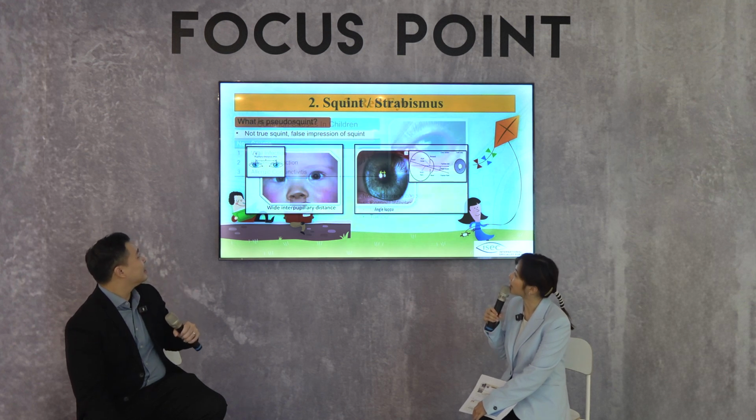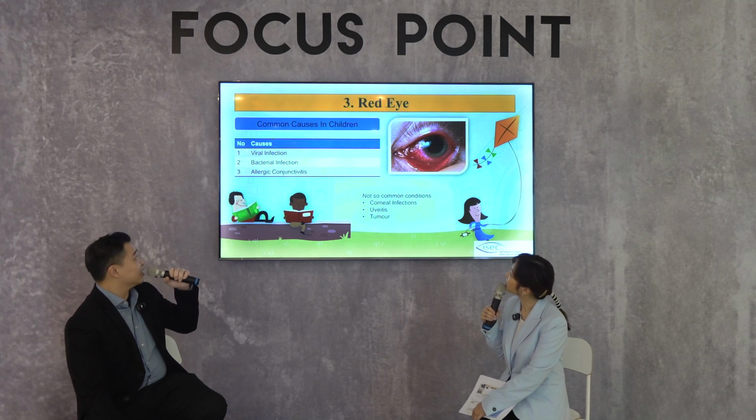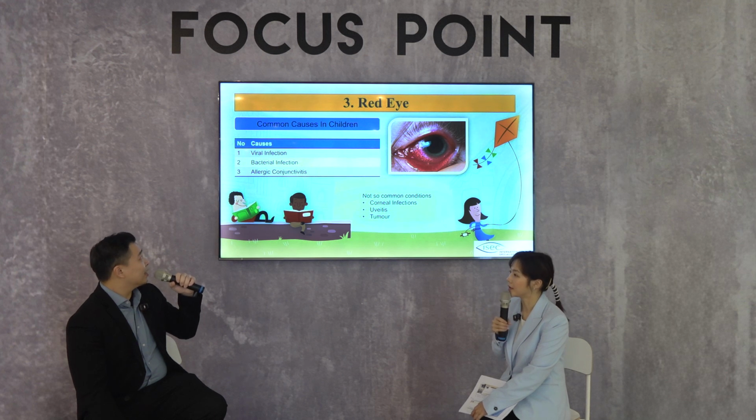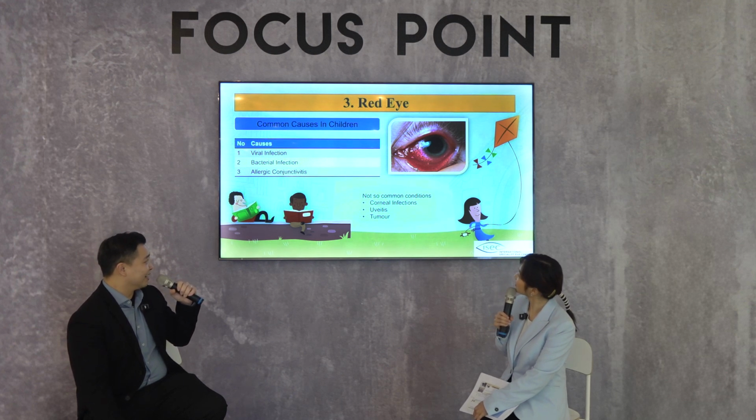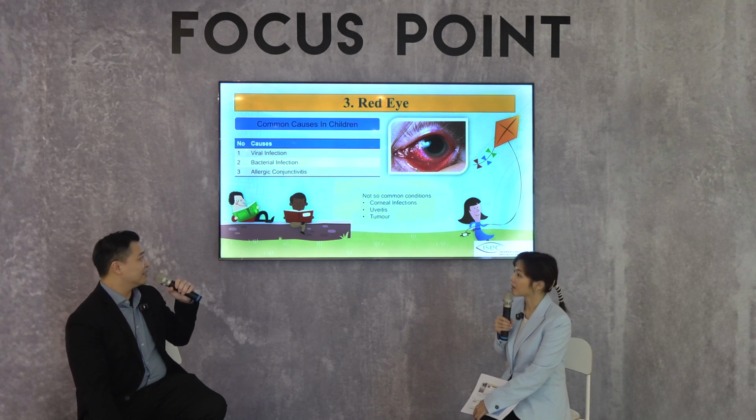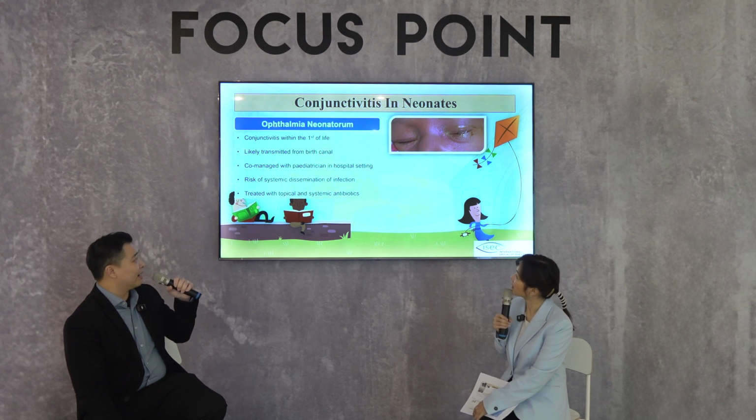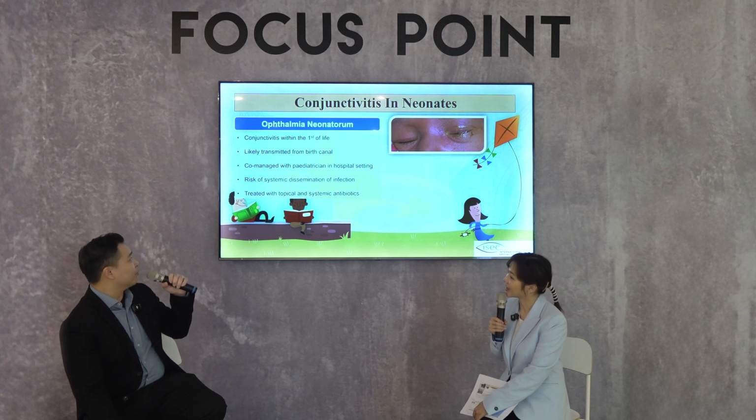All right. So the next part of my presentation will be on red eye. What are the common causes of red eye in children? It's commonly caused by viral infection, bacterial infection, and even allergic conjunctivitis. But take note, there are also not so common conditions that can be sight-threatening, like corneal infections, eye inflammation, uveitis, and also cancer.